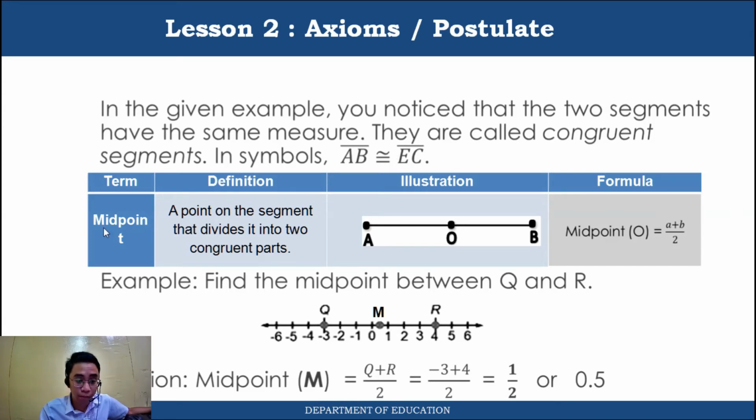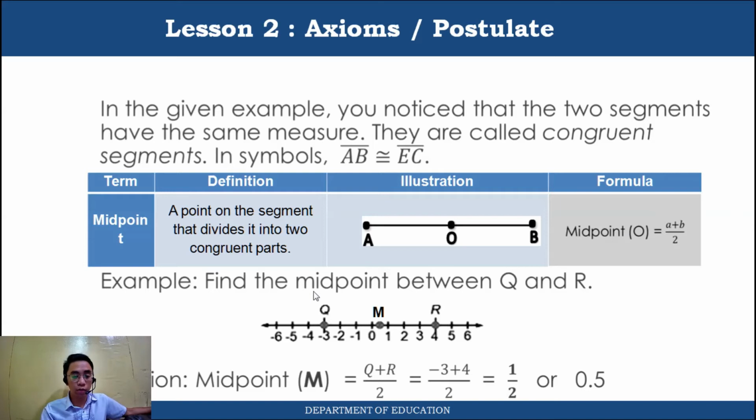Meron naman tayong midpoint. Yung midpoint, yun yung nasa gitna ng dalawang line segment. So, a point on the segment that divides it into two congruent parts. So, A, B, ang midpoint nila ay O. Kaya, AO is equal to or is congruent to OB. So, formula, midpoint: the coordinate of A plus the coordinate of B, divided by 2, is the midpoint O.